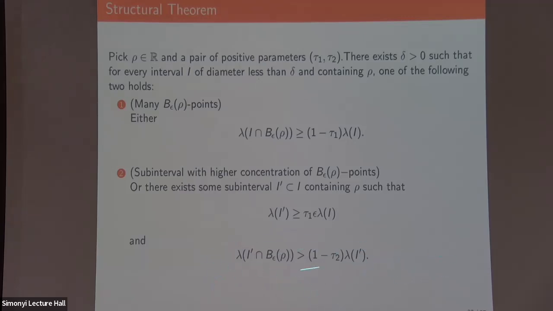We have just 1 minus tau2. And if we choose tau2 to be much smaller than tau1, we sort of win in density. Okay, so there's this sort of duality. Either we have many good points or we can zoom in and find even more good points.